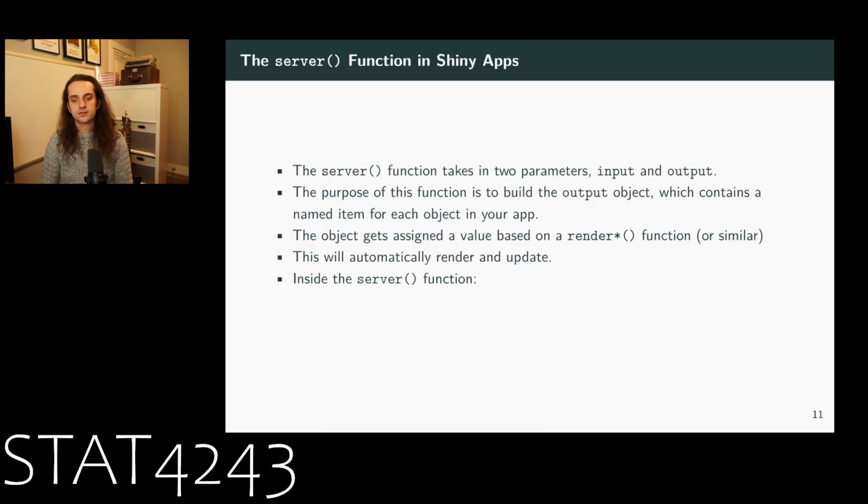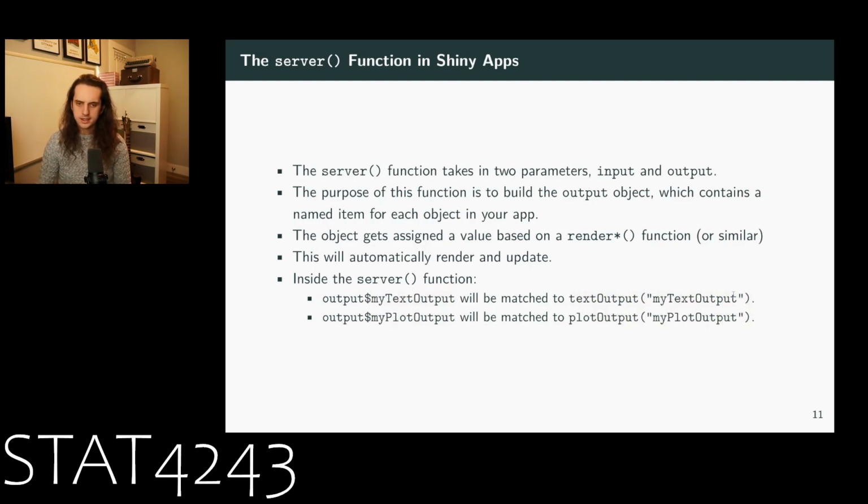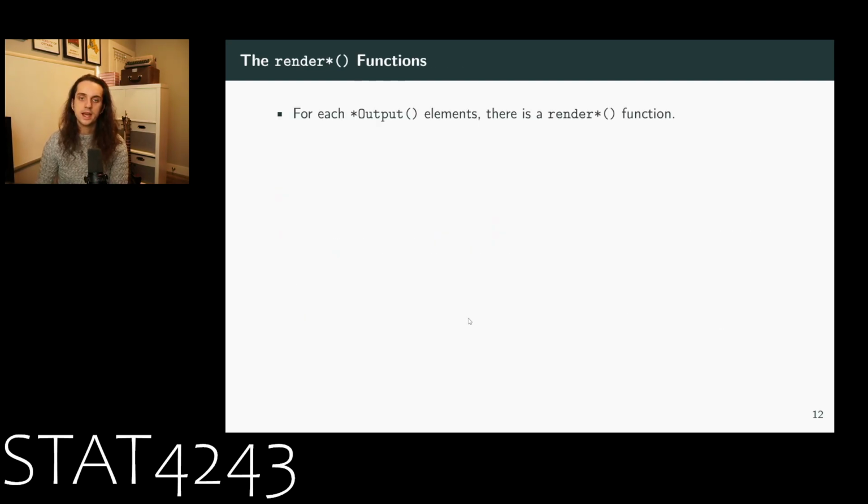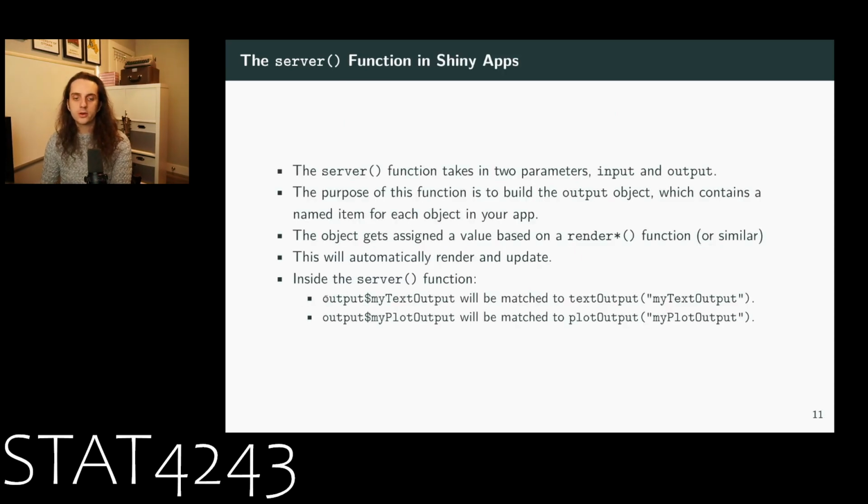So inside the server function, we would say, for instance, hook up the output of my text output to this. This is going to ultimately correspond to the text output that's labeled my text output, right? So when we're inside of the server function, output is going to already have this my text output, assuming that we've put this text output inside of our application, right? Similarly, if we've put this plot output inside of the application, inside the UI, then output will have this element, my plot output, right?